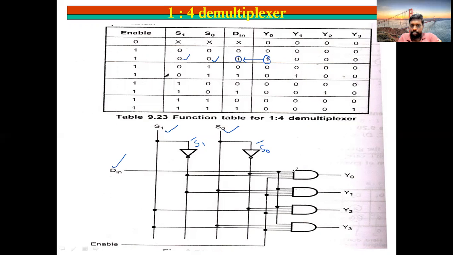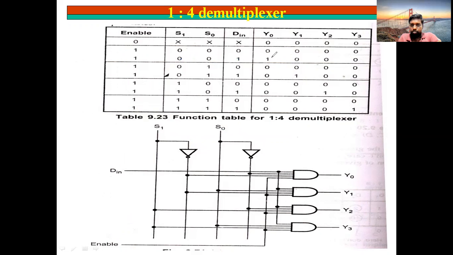So connection of this, and you will have an enable. Definitely enable should be there. So one enable, one D in, S0, S1. So 4 lines to be taken here. That is Y0. Like that Y1, Y2 and Y3. Find out the expressions and draw them clearly.